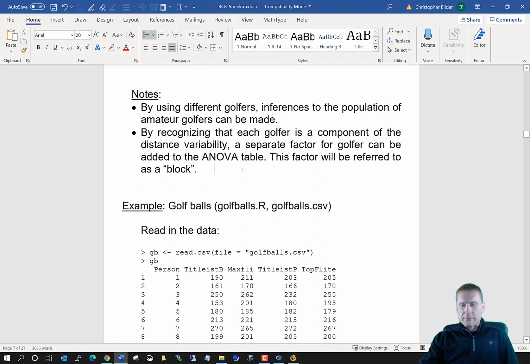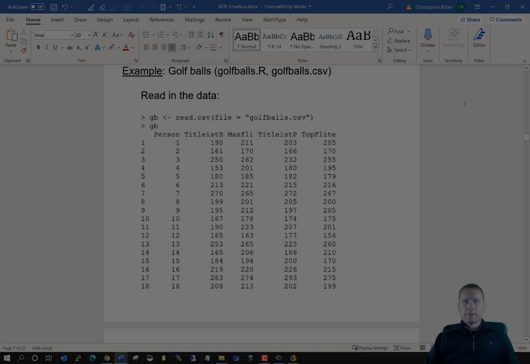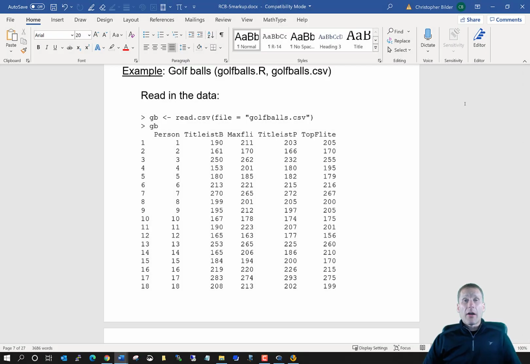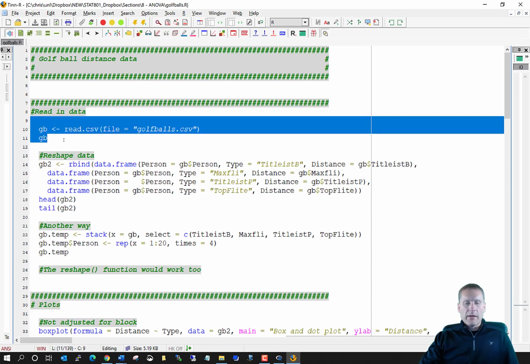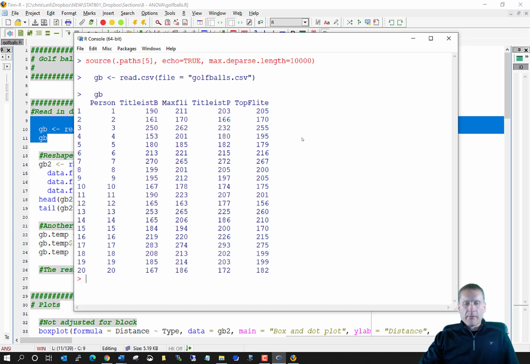Okay, so we are on page 7. Next, let's look at the R aspects of this golf ball example. So I have my data. Let me go over here to 10. My data is in golfballs.csv. I'm going to read it into R. And there you can see my data, which was partially displayed in that table.